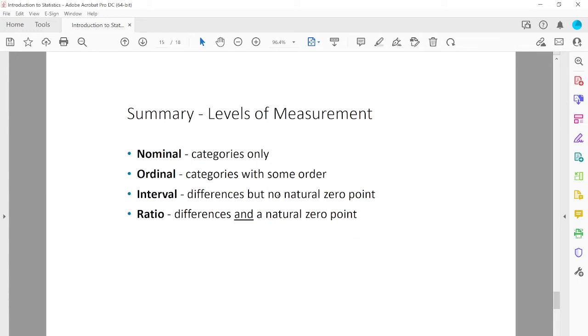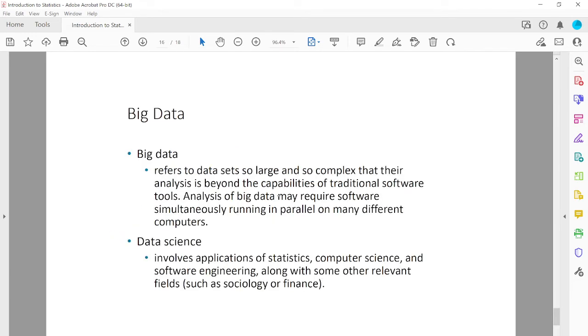So when we summarize the levels of measurement: in the nominal level, there are just categories. Ordinal level, there are categories with some order. Interval, there is a difference but no natural zero point. And finally, the ratio, with differences and a natural zero point.